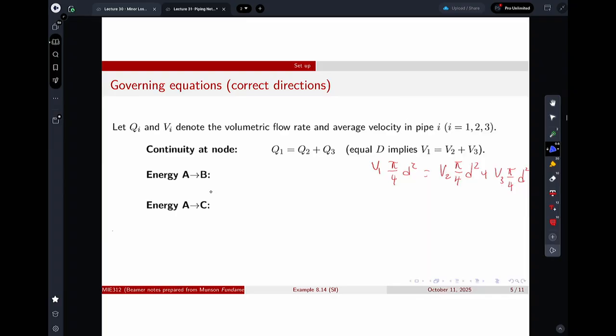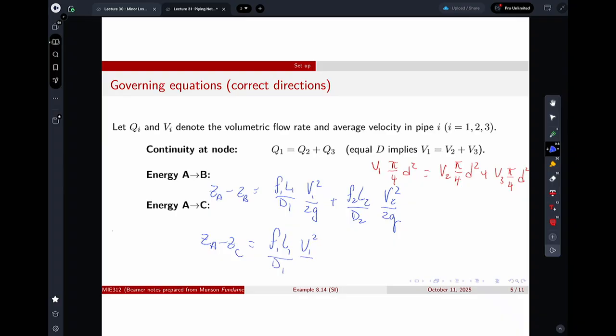And if I do that, ZA minus ZB equals F1 L1 over D1 V1 squared over 2g plus F2 L2 over D2 V2 squared over 2g, and ZA minus ZC equals F1 L1 over D1 V1 squared over 2g plus F3 L3 over D3 V3 squared over 2g. Okay.